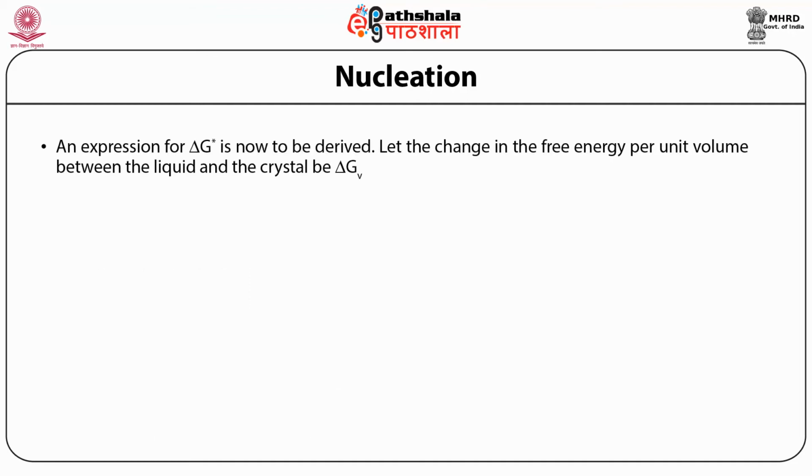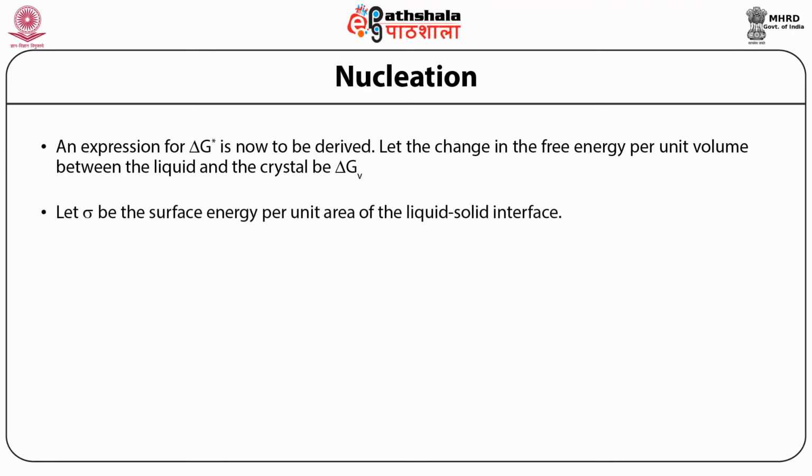An expression for delta G can now be derived. For this, let the change in the free energy per unit volume between the liquid and crystal be delta G_V. Note that delta G_V is a negative quantity because the crystal is the more stable phase. Let sigma be the surface energy per unit area of the liquid-solid interface.